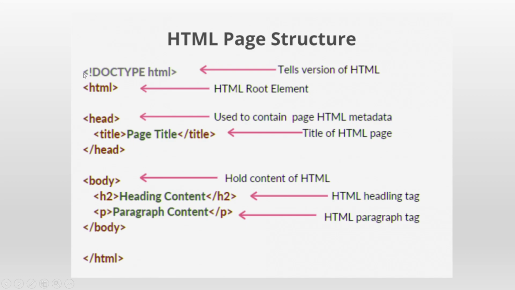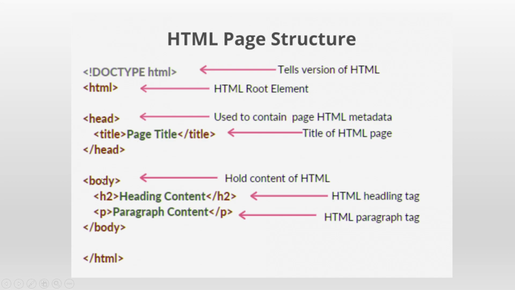Here in the first line we are seeing doc type HTML. This tells the version of HTML we are using. After that, what is this HTML element? It is the root element, the main element of the web page. Whatever content we are going to write, we write inside this HTML root element. In the HTML root element we have two things: one is head and the other is body. Inside the body we are going to write our content, images and video.